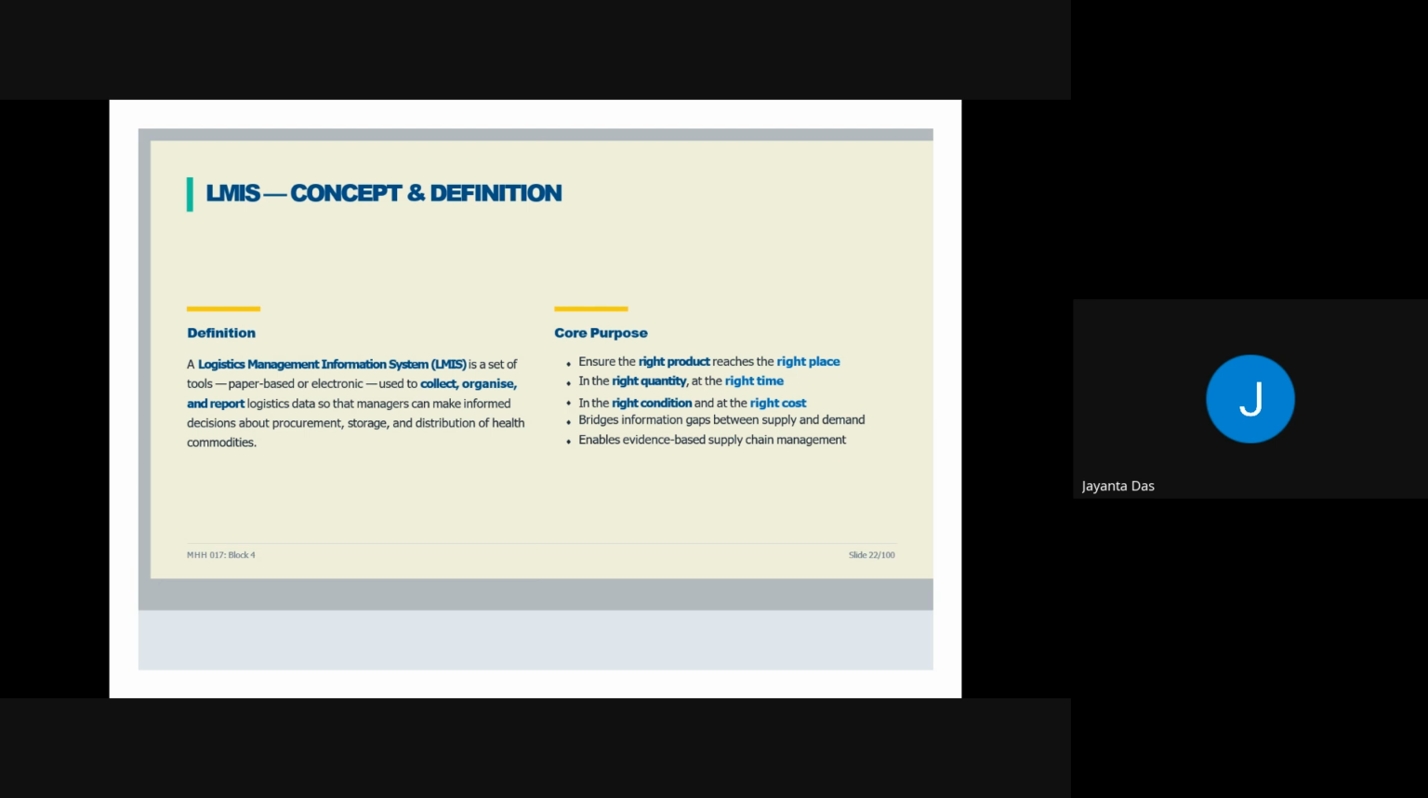So it bridges the information gaps between supply and demand. That is the main purpose of it. That is, for the demand or requirement which we have, we manage to have the correct supply against the demand. And this enables evidence-based supply chain management.